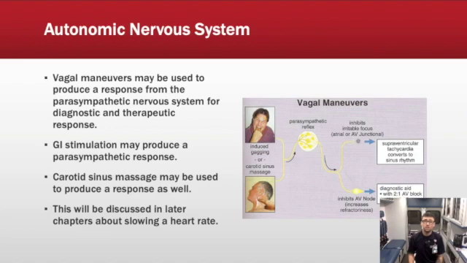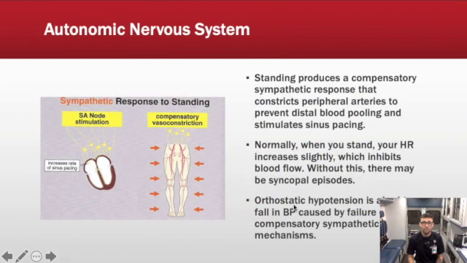Vagal maneuvers can be used to produce a response from the parasympathetic nervous system for diagnostic and therapeutic response. So we use vagal maneuvers specifically whenever we're talking about SVT, or supraventricular tachycardia. GI stimulation may produce a parasympathetic response as well, and carotid sinus massage may be used to produce a response. We're going to be discussing this later in a couple of chapters, but be thinking about these vagal maneuvers and how we're using the parasympathetic nervous system to our advantage.